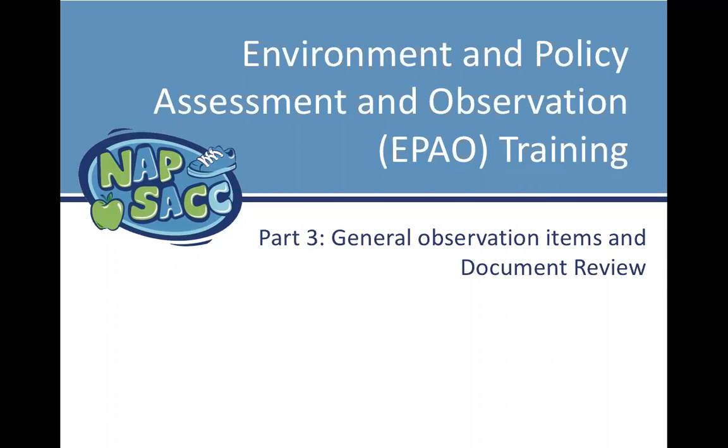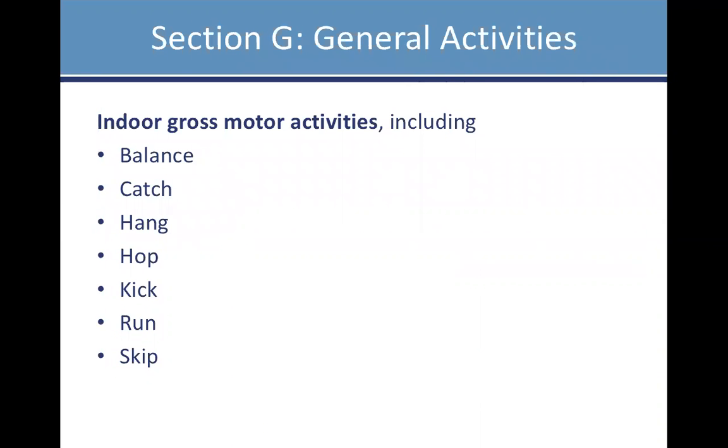We'll now move on to part 3 of the training, focused on general observation items, so those that don't happen chronologically through the day, as well as the document review of written materials that the center provides. So moving along within the observation, section G is titled Activities in General for Today.